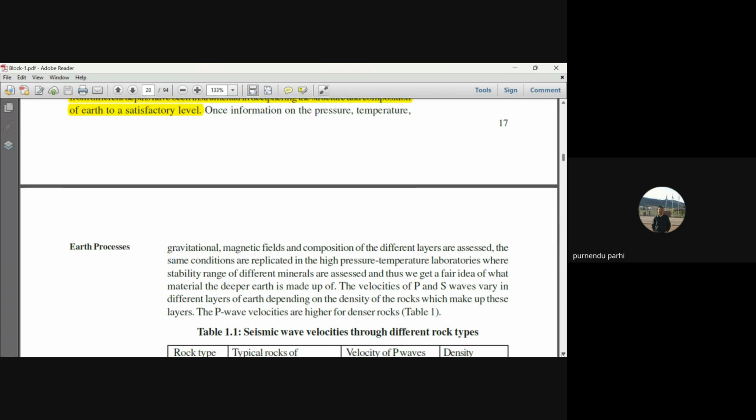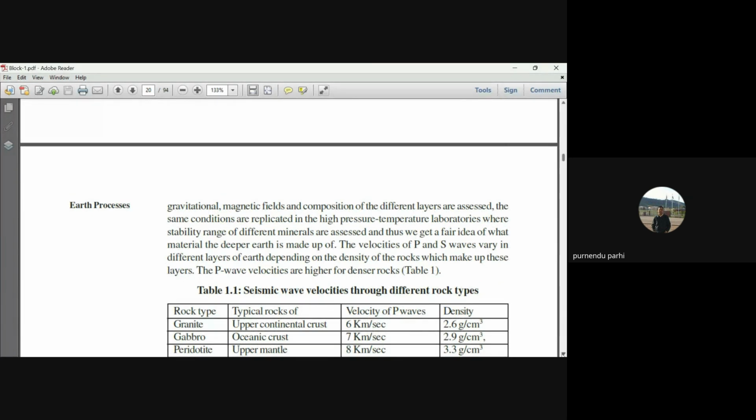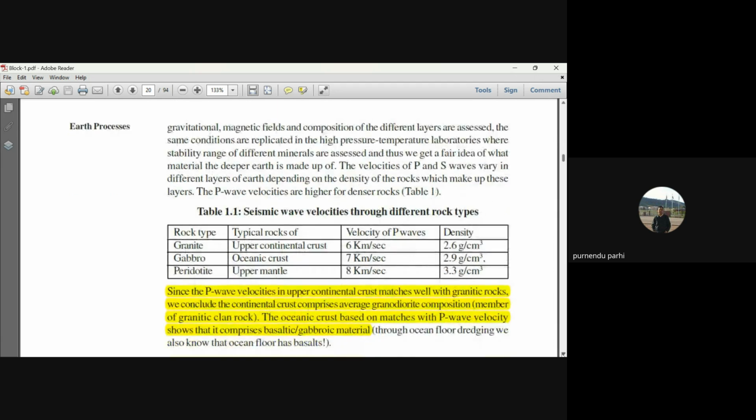The velocity of P and S waves varies in different layers of earth depending on the density of the rock which makes up these layers. The P wave velocity is higher for denser rocks. So they have given a table in which they have shown the different rock types, the typical rock, the composition, then the velocity of the P waves and their density. As you can see, the density goes from 2.6 gram per centimeter cube to 3.3 gram per centimeter cube, going from granite rock type to peridotite rock type. The velocity of P waves increases with increase in this density.